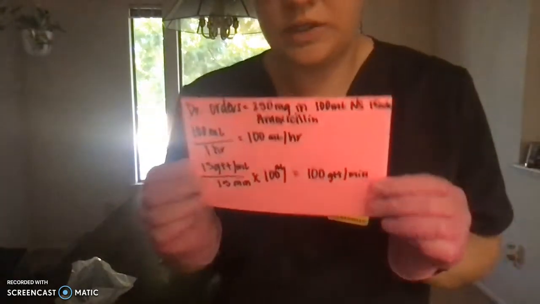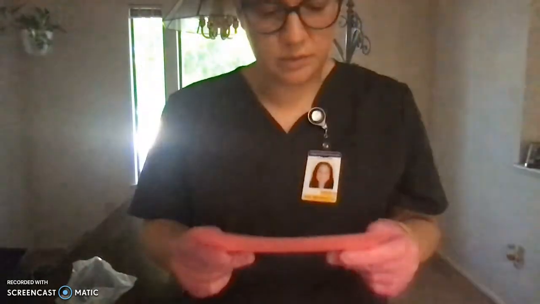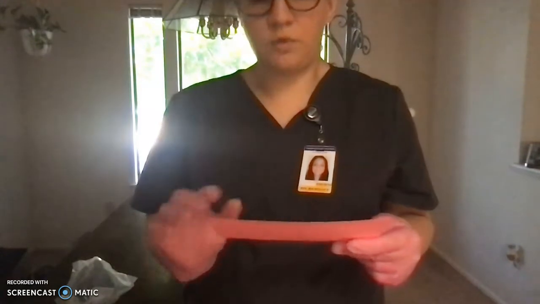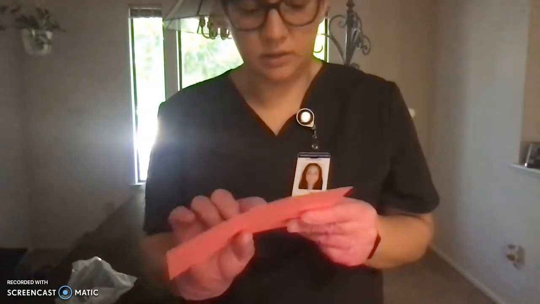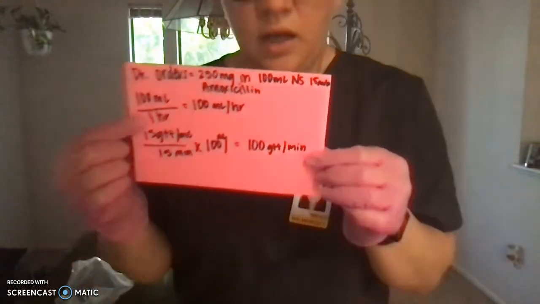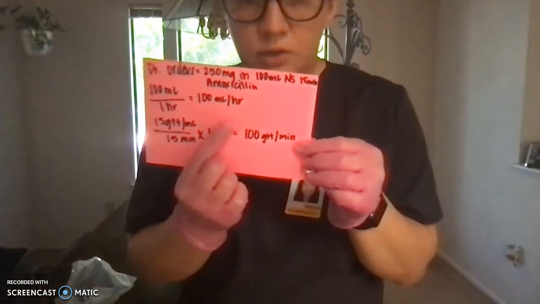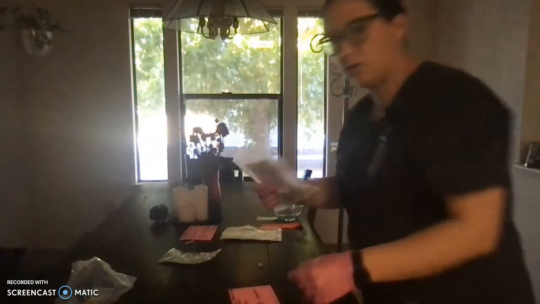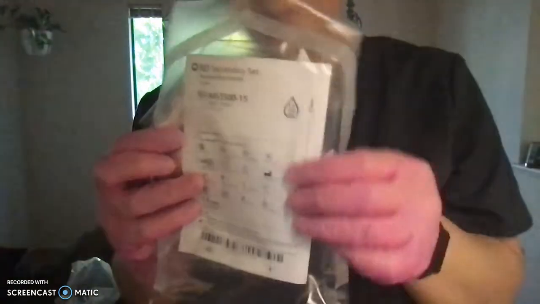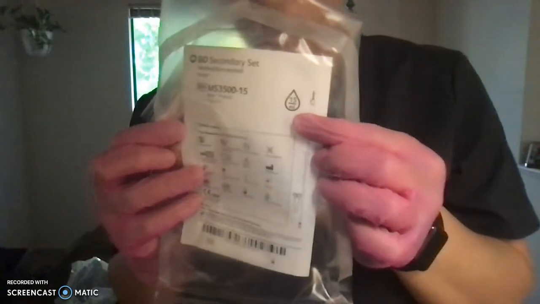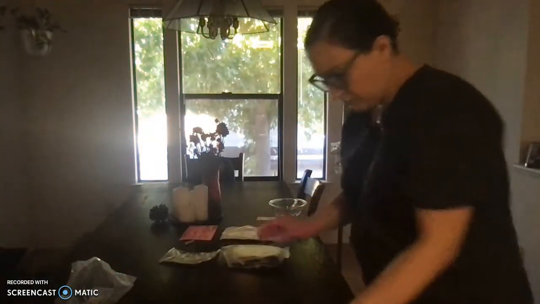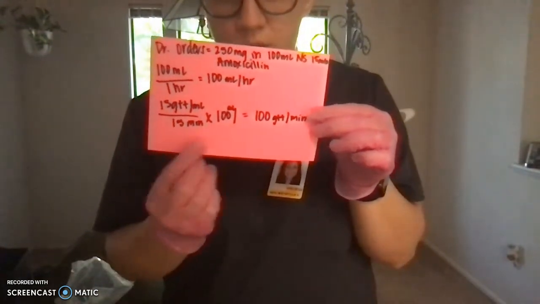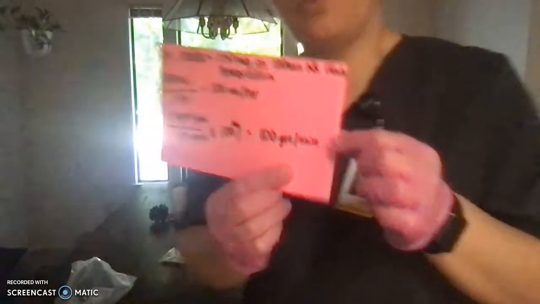Next up is going to be our piggyback. Our orders are going to be 250 milligrams of amoxicillin in 100 mLs of normal saline over 15 minutes. How I did that is 100 mLs over 1 hour, so you get your flow rate of 100 mLs, and then your drop factor for your piggyback, which is going to be 15 drops per mL. So 15 divided by 15 minutes times your flow rate, which is 100, you're going to get 100 drops per minute.